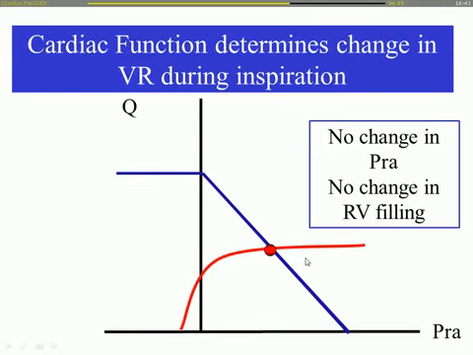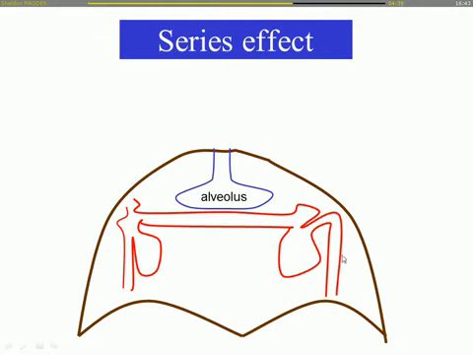And that difference between this pattern and the other can actually be used to determine whether you're on the flat part of the cardiac function curve and whether you're going to be volume responsive. Now, an important contributor as we're looking at heart-lung interactions, which makes it very difficult to understand in the intact person or animal, is the series effect.